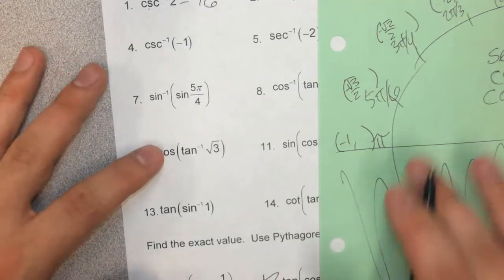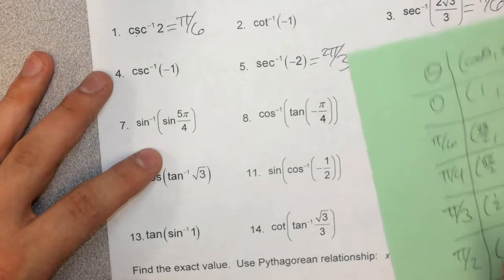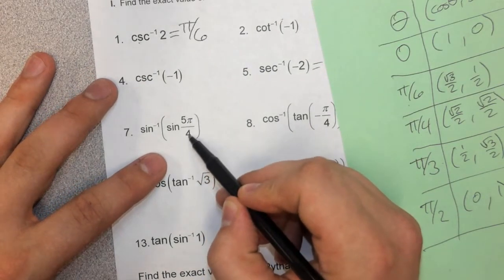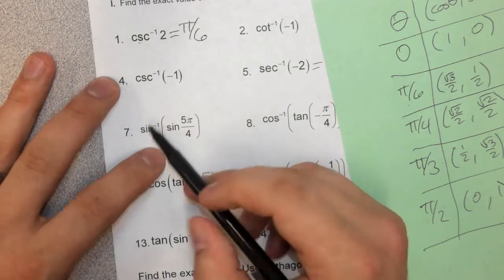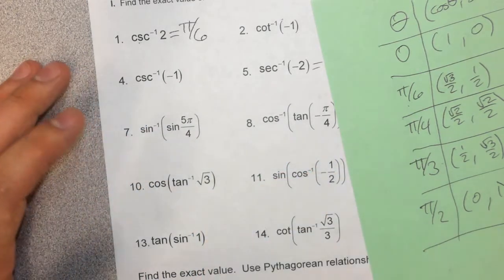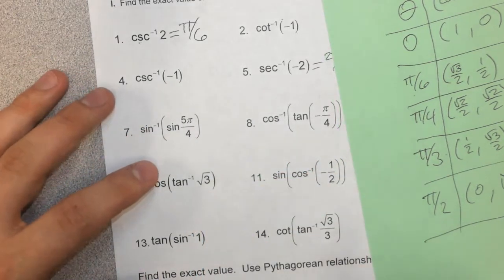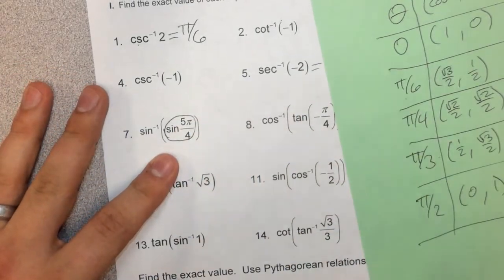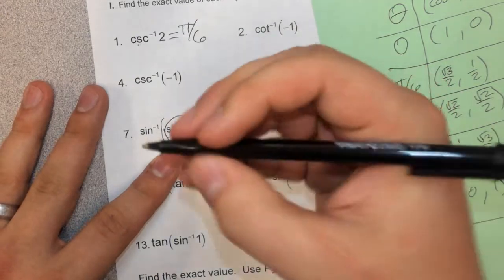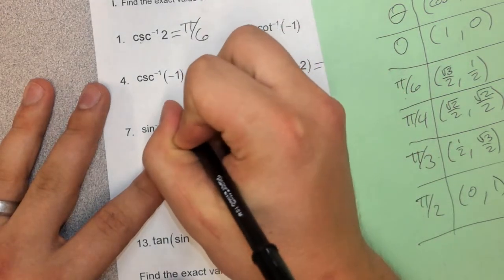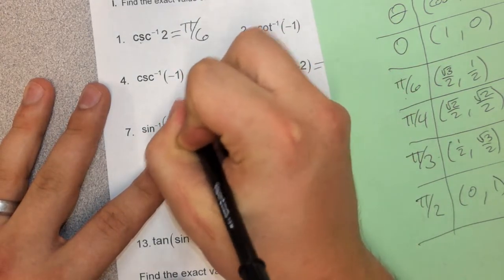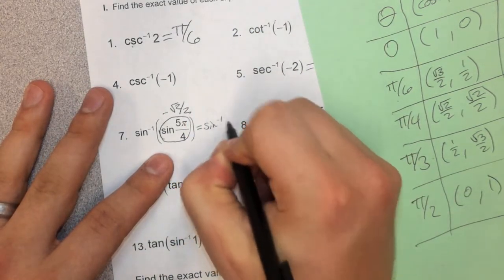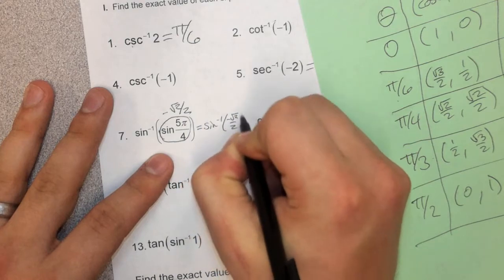Okay, moving right along here, we get into our composites. Now we've got inverse sine of sine of 5 pi over 4. So this is like our regular unit circle, and we're getting a value out of it, and then we're going to take the inverse sine of that. Well, okay, let's do it. Sine of 5 pi over 4 happens to be in the third quadrant, where it is negative root 2 over 2. So that turns into inverse sine of negative root 2 over 2.